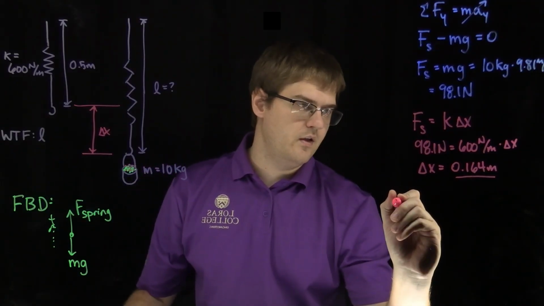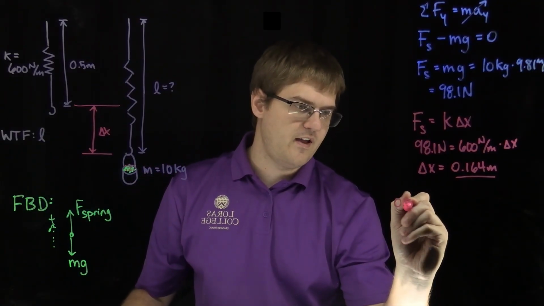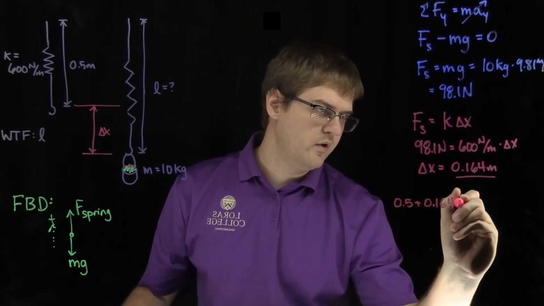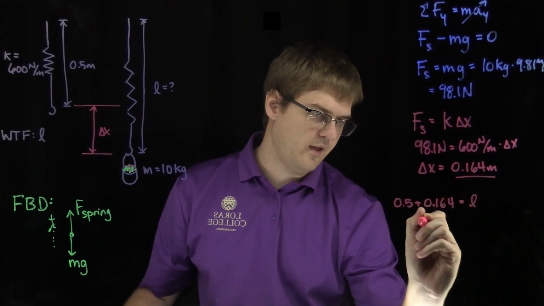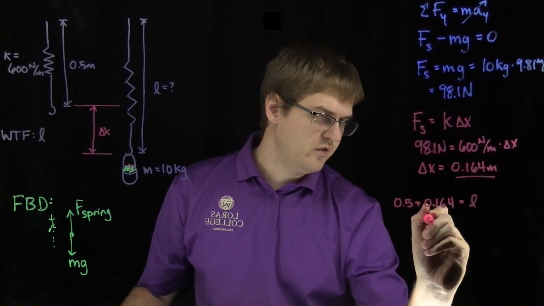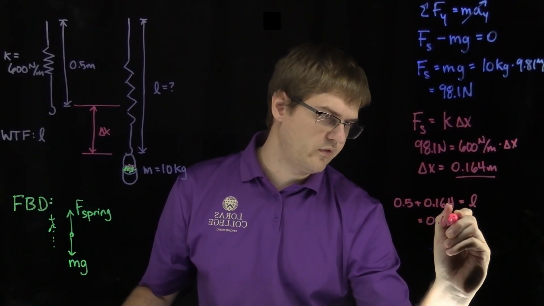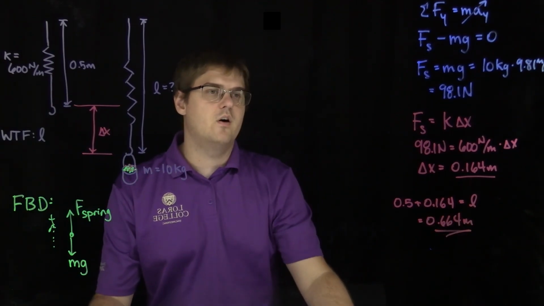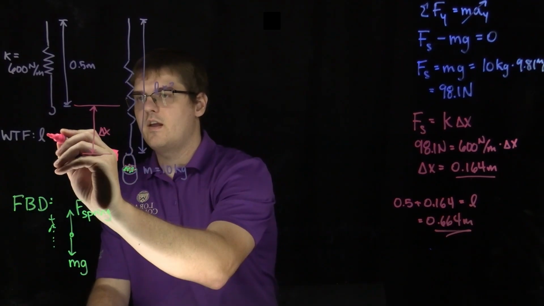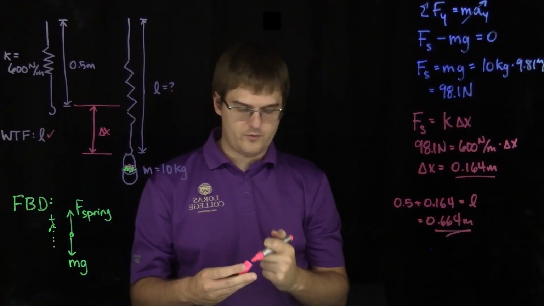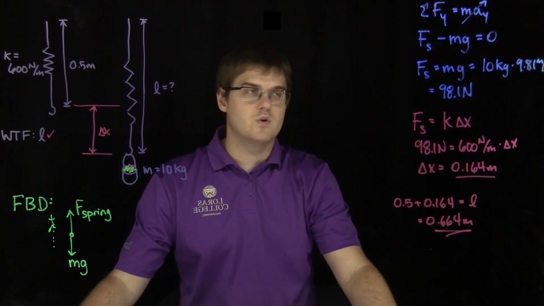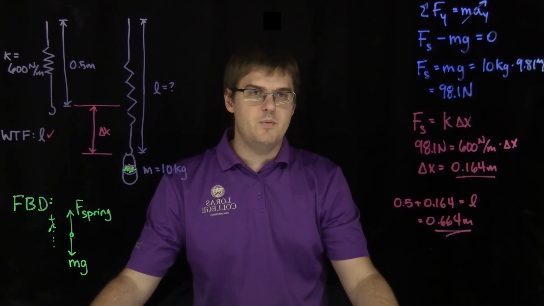So if I say 0.5 plus 0.164 is equal to my length, I get a length of 0.664 meters. And that is how far that my piece is hanging down. Quick example for today, that is my spring equation for forces. Got one more to go, but that's another video.